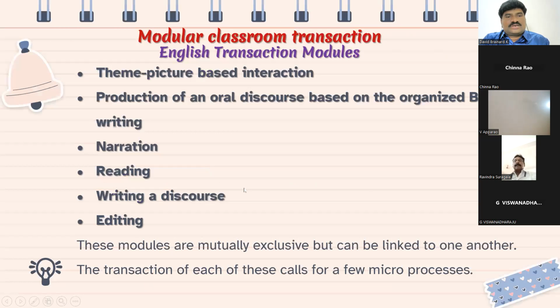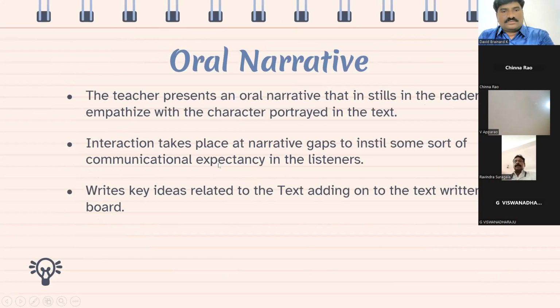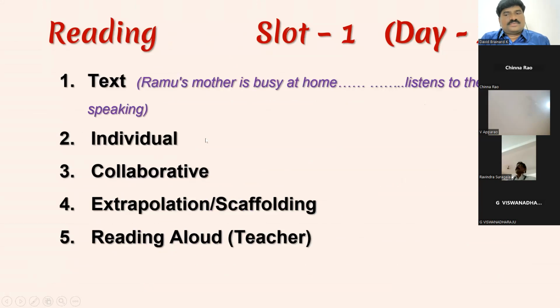Now, sir, on day two, look at this one. On day two, let us look at this day two slide. Text, that is slot one or segment one: Ramu's mother is busy at home. It is taken from the text, class six, unit five, At the Vegetable Shop. So this is the slot that we have selected. So on that day, he reads first individually, and then there'll be collaborative reading. There'll be some kind of scaffolding, and then reading aloud by the teacher happens towards the end. So before this, there should be picture interaction. So that is what we have seen so far.